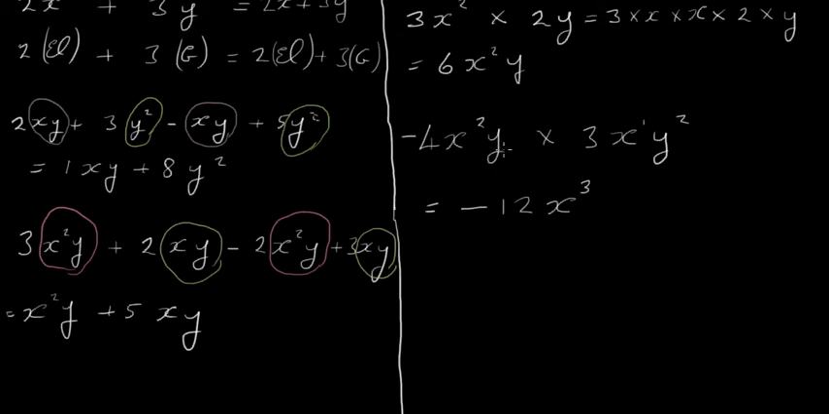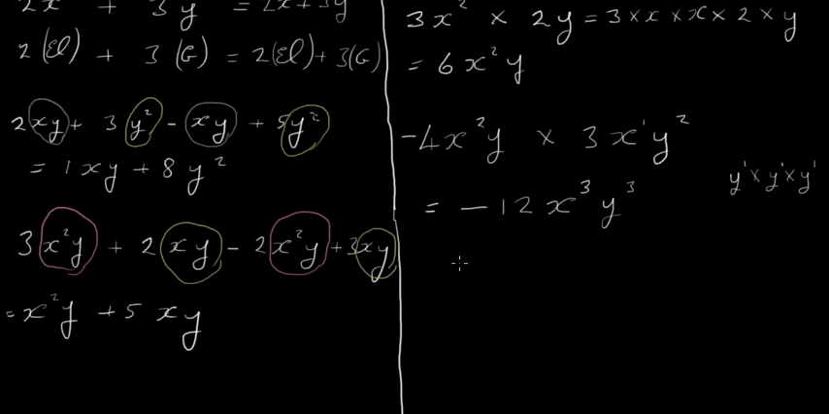Now we multiply the y by the y squared. So we're multiplying y by y times y. This is our y squared. We're multiplying by y. That gives us y cubed. Y times y times y. Y to the power 1, y to the power 1, y to the power 1. Add the powers, you get y cubed. So our answer is minus 12 x cubed y cubed.